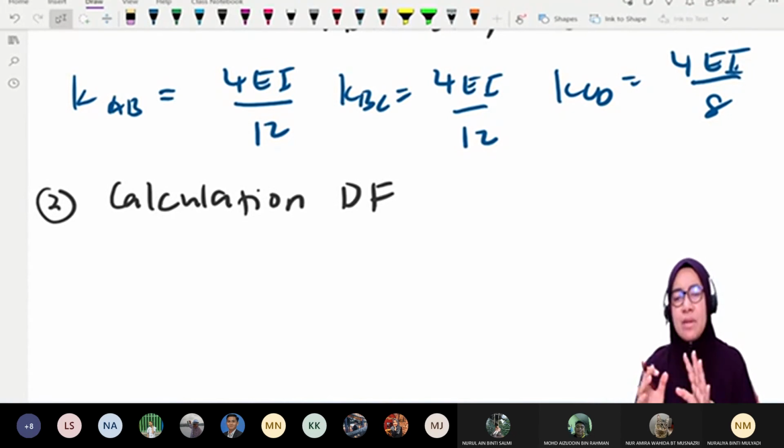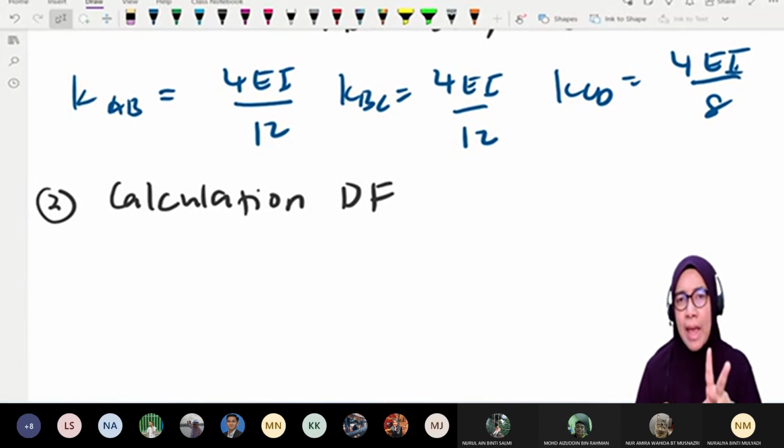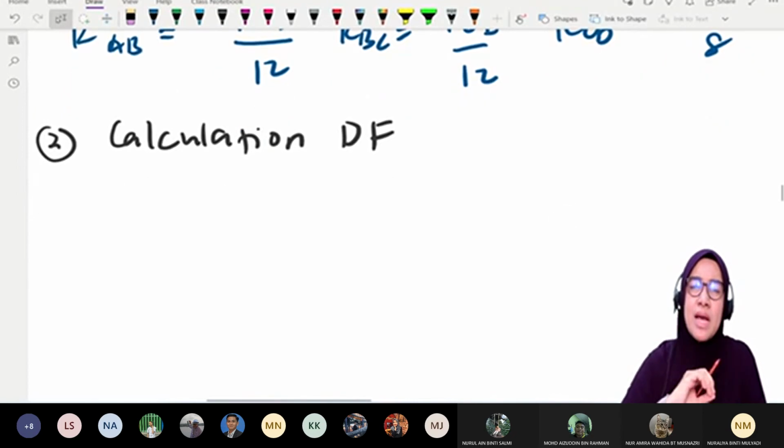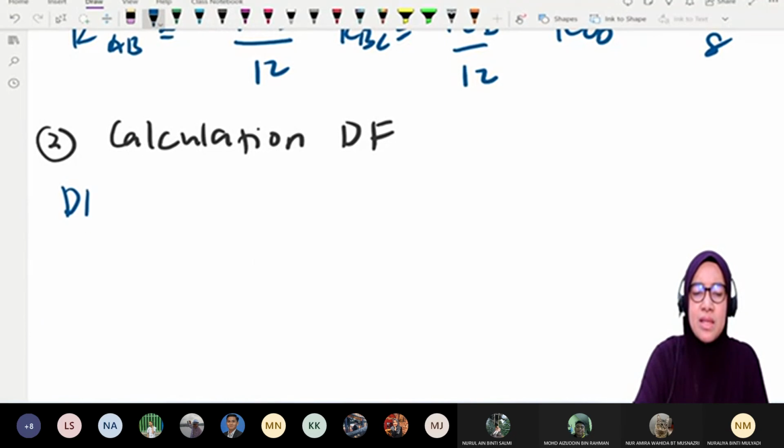So now we have 3 members. One member has 2 ends, so the total member end moments that we are going to determine are 6. So we also have to calculate 6 distribution factors. So there are 6 distribution factors as well. Number 1, the distribution factor, we simplify with this symbol, AB.